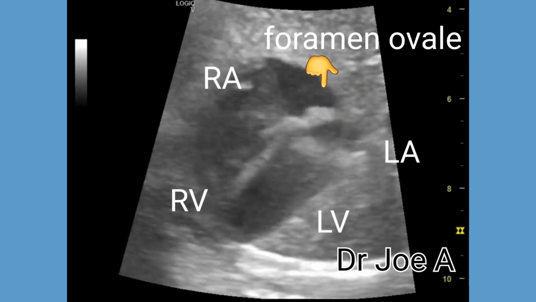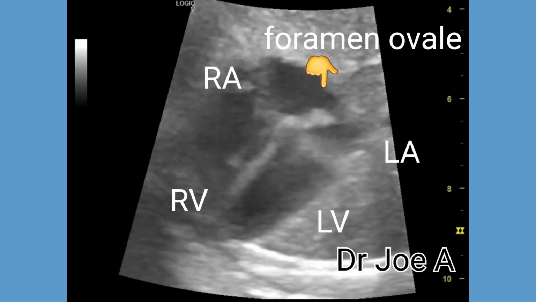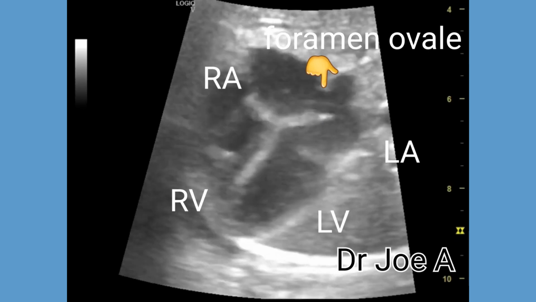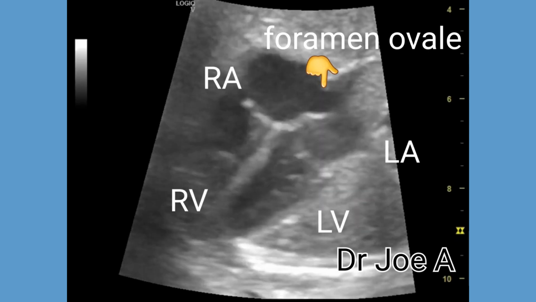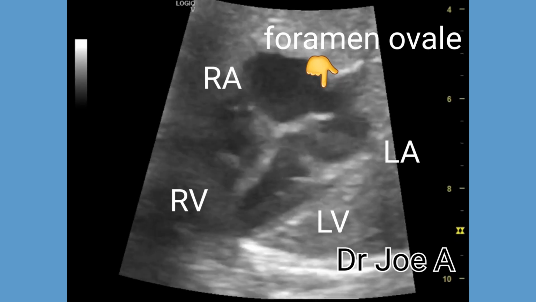Here we can see the right atrium and the left atrium, the right ventricle and the left ventricle. The foramen ovale is seen in the septum between the right atrium and the left atrium.